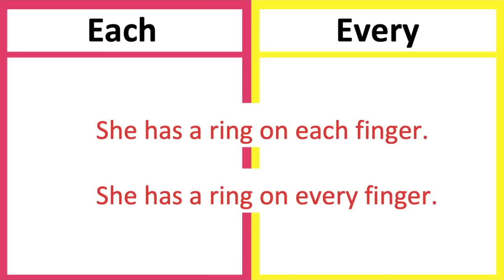Lastly, it's common to hear the phrase each and every. This is used for emphasis when referring to every single thing. For example, I want to thank each and every one of you for watching this video.